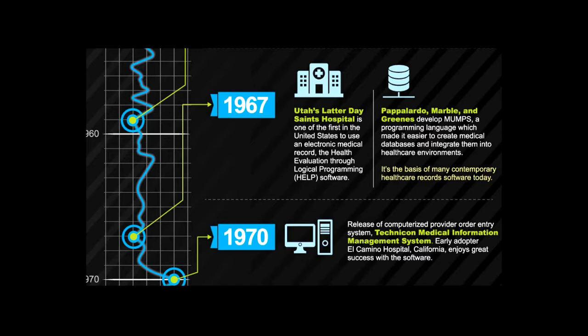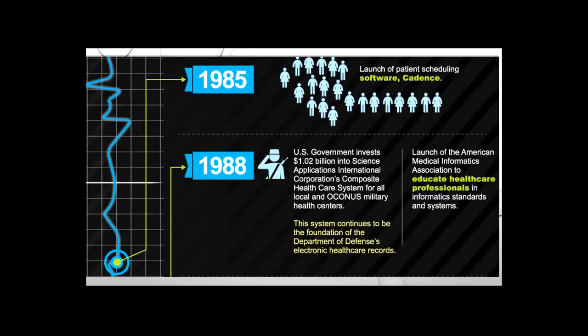But in '67, you also had Papalardo, Marble, and Greens develop MUMPS, a programming language which made it easier to create medical databases. So it's the basis of many contemporary healthcare record software today. Maybe we'll get into that a little bit later with MUMPS. But in 1970, we had the release of computerized provider order entry systems, and an early adopter was El Camino Hospital, California, and they had great success with the software at that time.